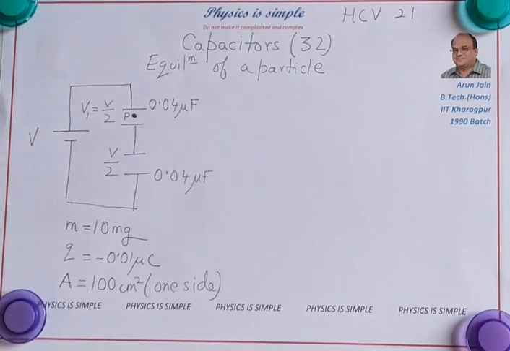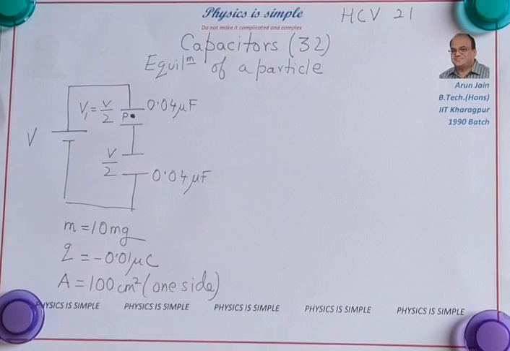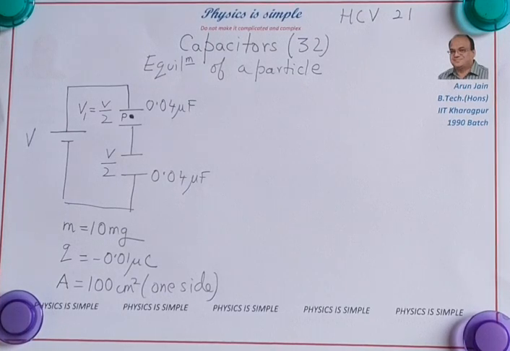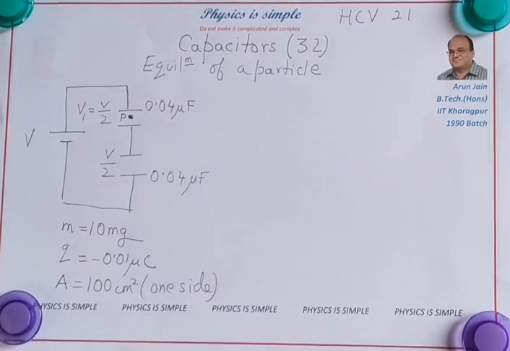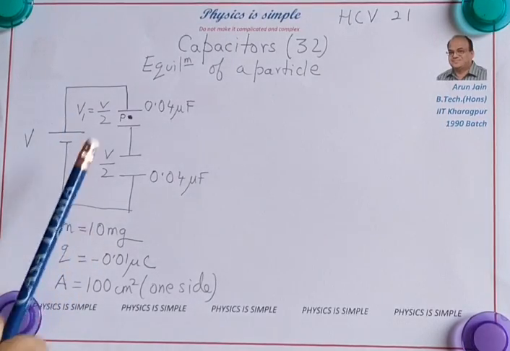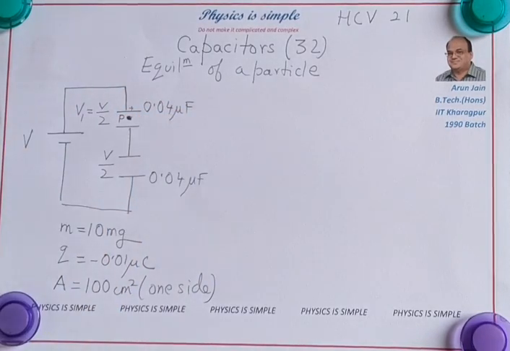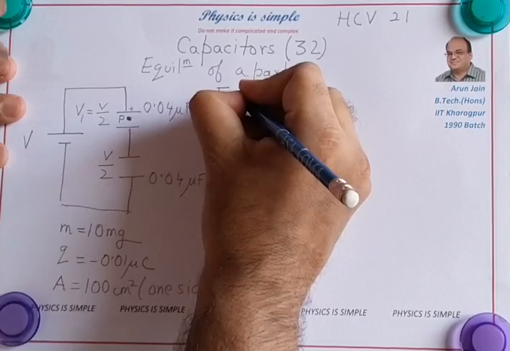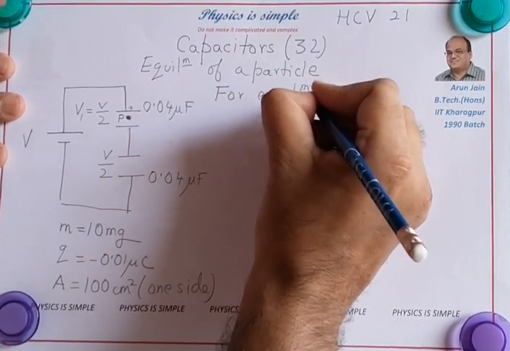Now the particle is in equilibrium. What is the meaning of equilibrium? Equilibrium means forces are balanced. So the downward gravitational force will be balanced by the upward electrical force. Electrical force is upward because this plate is plus charge and this particle is minus charge. So for equilibrium, mg will be equal to q into E.